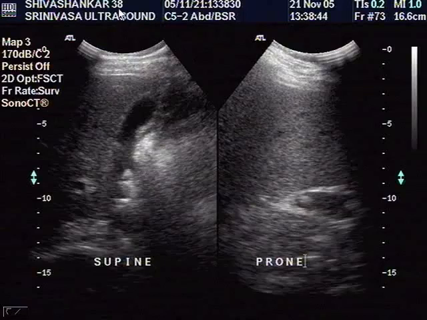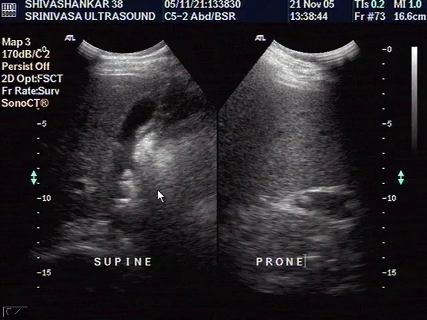Now let's look at this. This was a difficult case. It was a 38-year-old obese gentleman. The visualization was very poor. I thought there was a stone over there, and I wanted more evidence or proof. So I put the patient prone and scanned the gallbladder in the prone position through the liver.